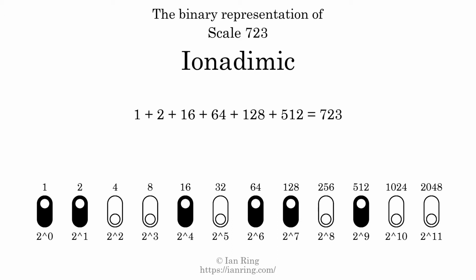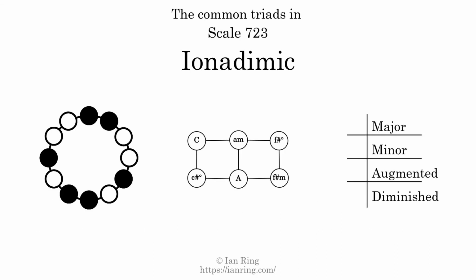The scale number not only enumerates the scale with a unique index, but it also literally describes the tonal content of the scale. Represented as a binary number in base 2, the scale number is 001011010011. Here are the common triads present in this scale.